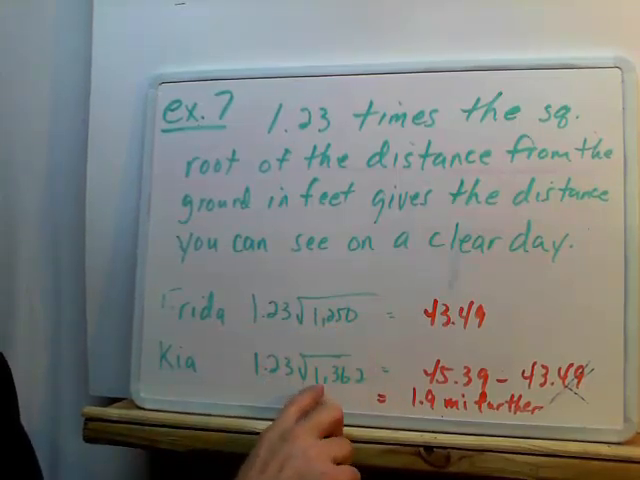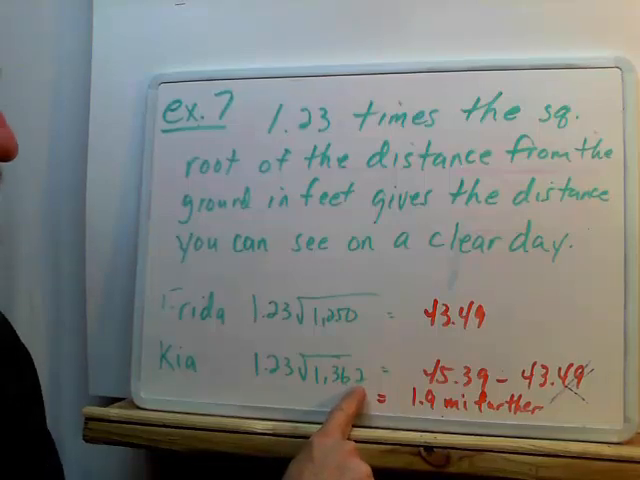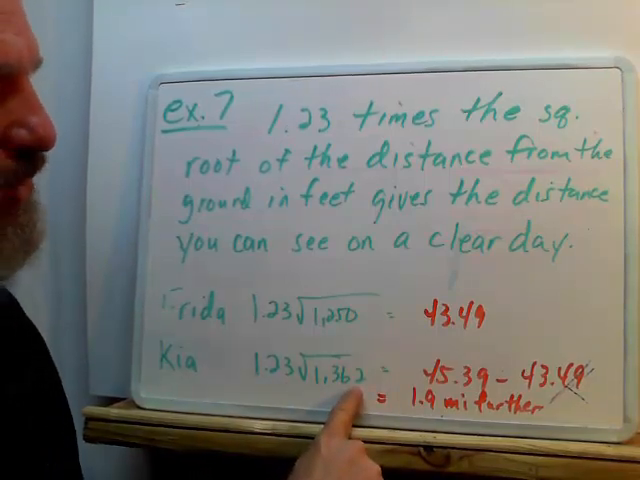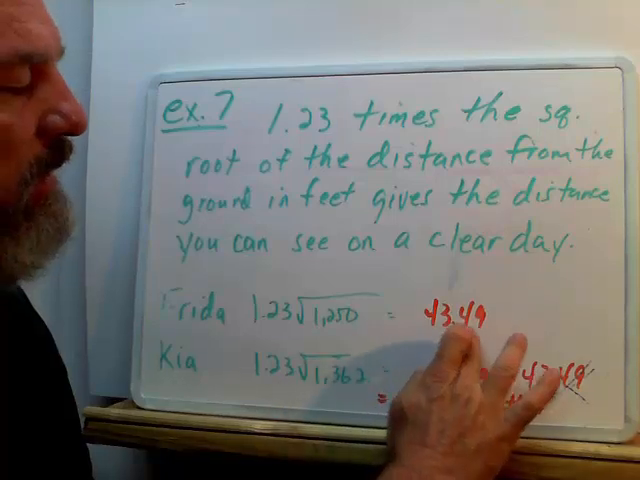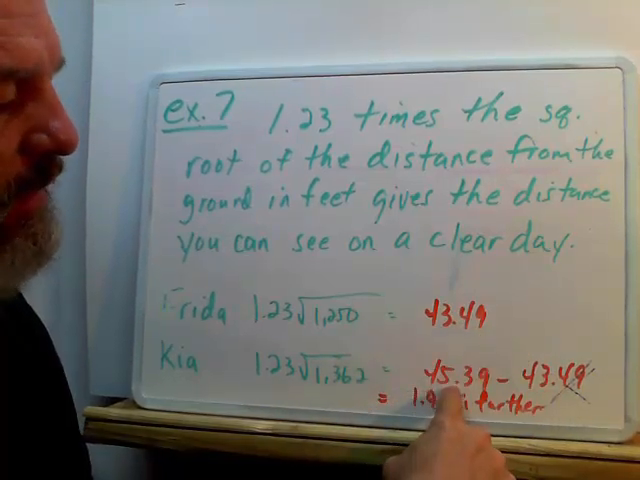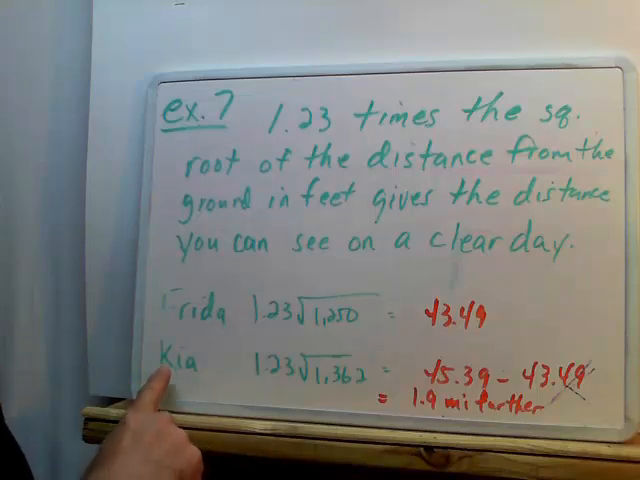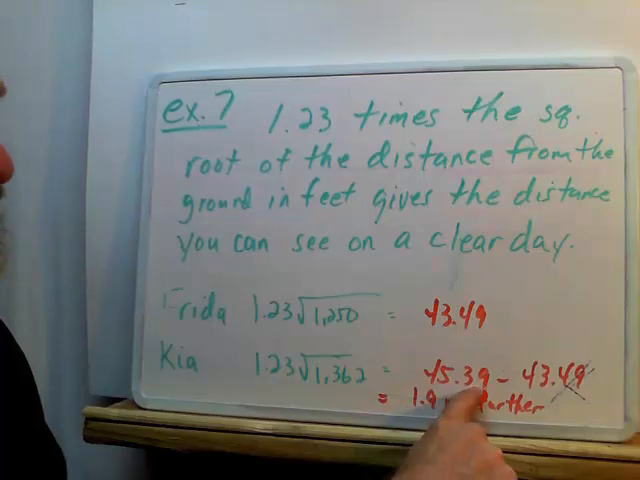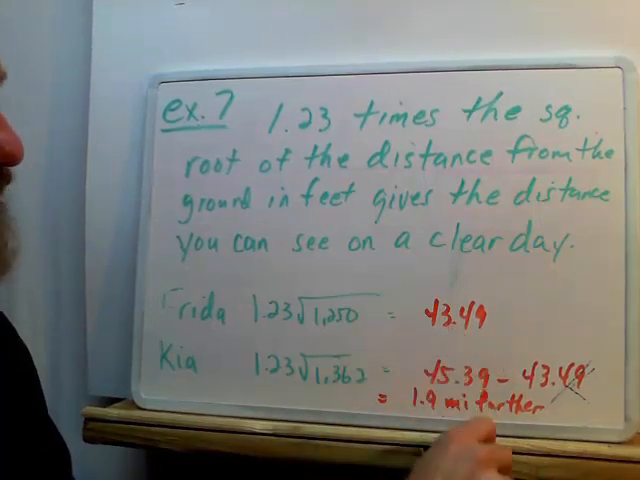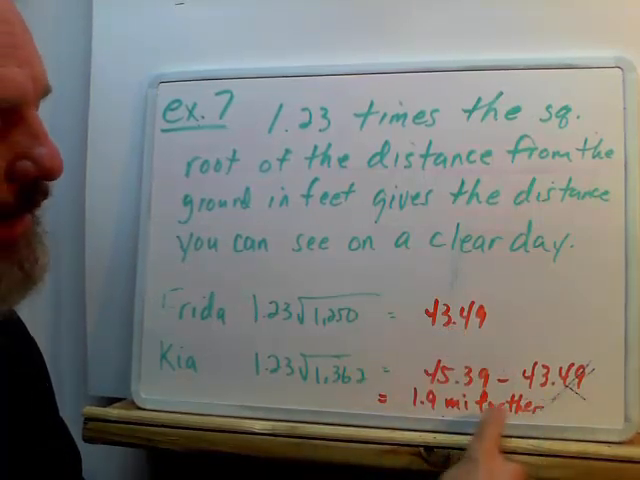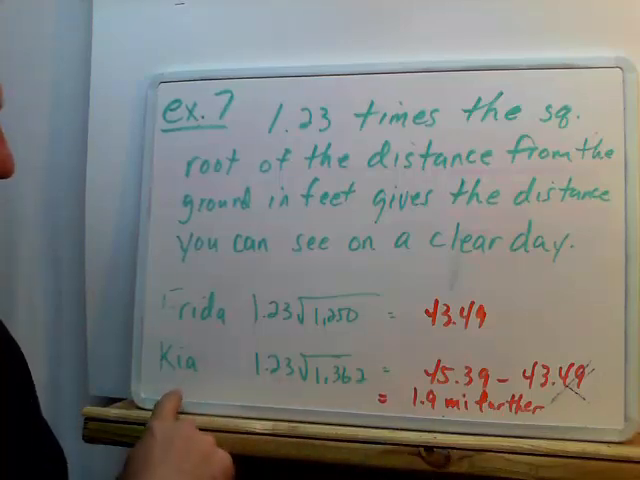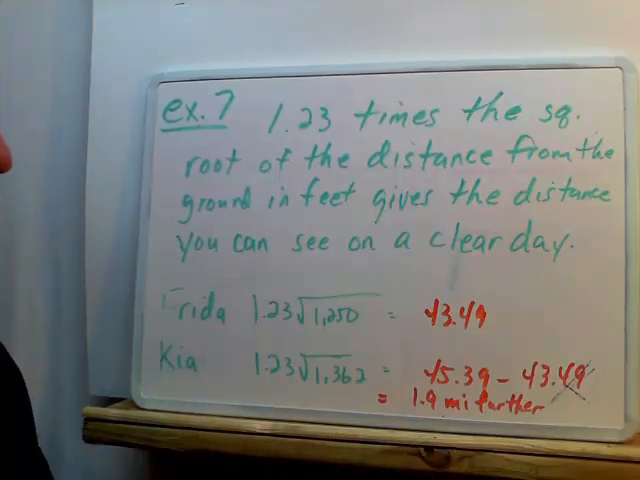Kia was 1,362 feet up, so this is her equation. Put this in a calculator, you get 43.49. This in a calculator, 45.39. And the question was asked, how much further can Kia see? So Kia's distance, 45.39, minus Frida's distance, 43.49, yields 1.9. So our statement would be Kia can see 1.9 miles further than Frida.